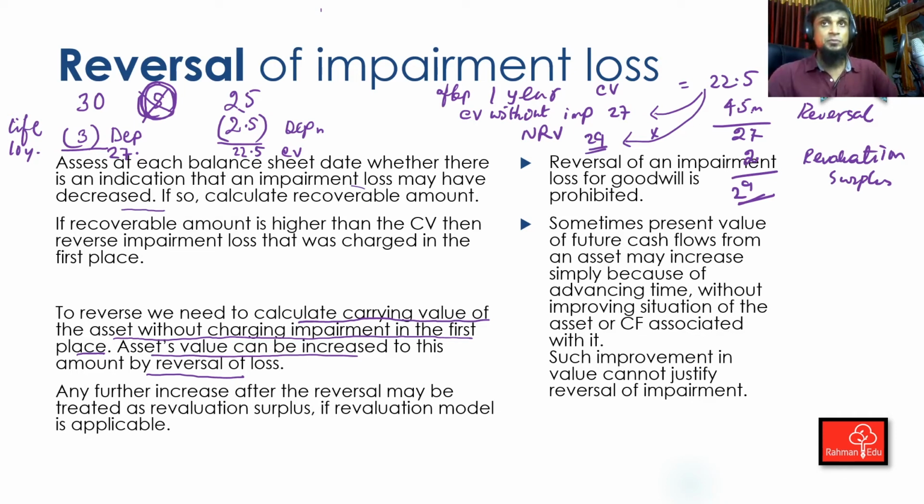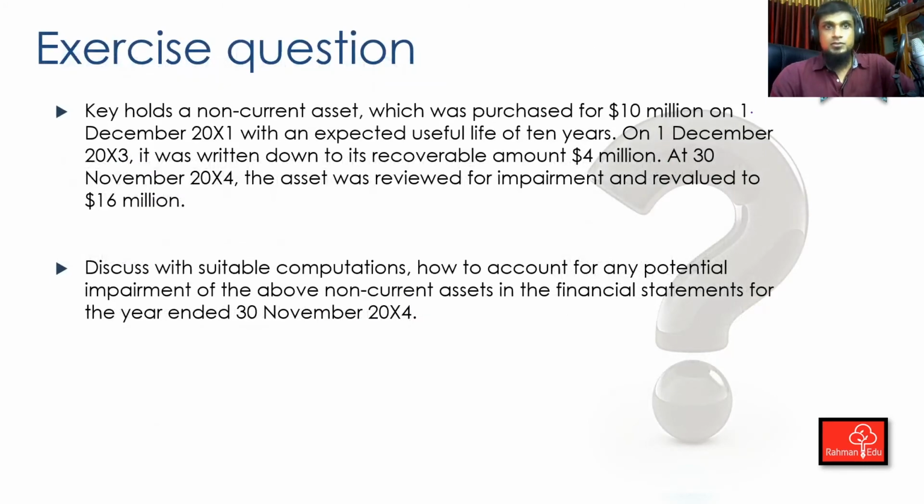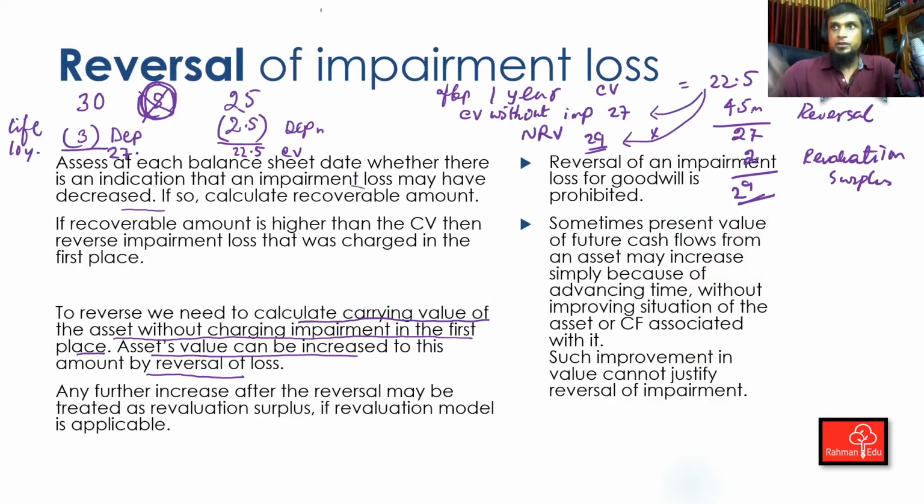A common silly mistake students make: the impairment loss was 5, so it is fully recovered, so the full $5 million will be the reversal of impairment. No. It may not be the case. Remember. So where were we? Here we are. Further increase, we have illustrated that after reversal, if I need to increase the value further, like from 27 to 29, follow the revaluation model and put that $2 million in revaluation surplus.